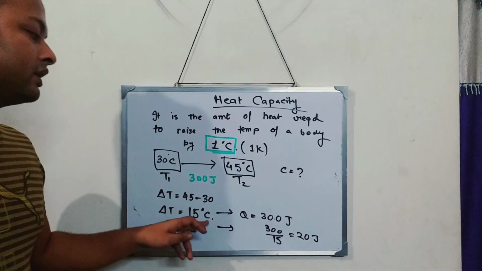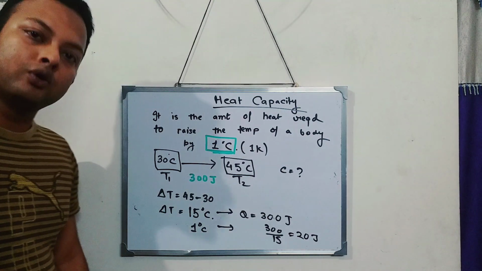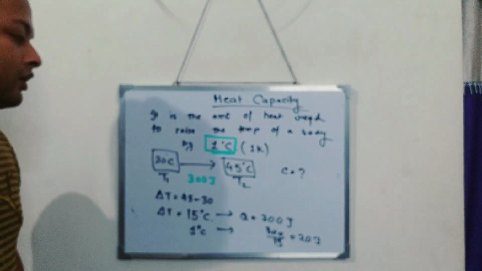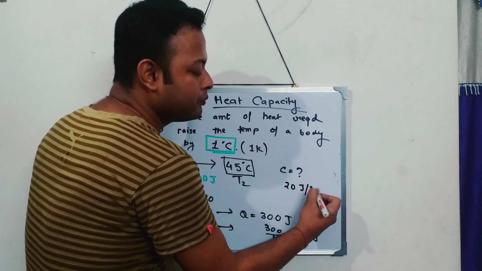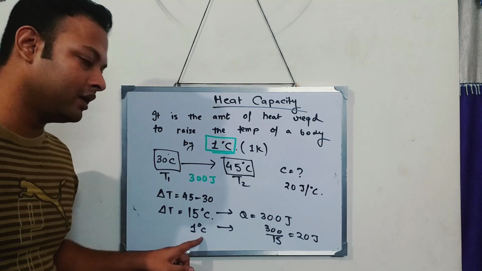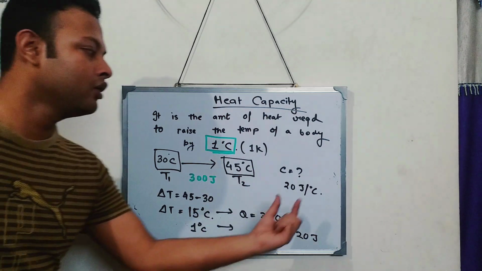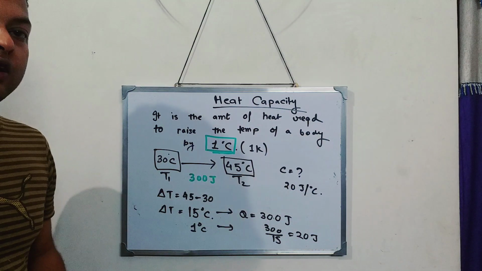So for 15 degrees centigrade, we have 300 joule. For 1 degree centigrade, we have how much? 20 joule. And this 20 joule represents how much? C. So it is nothing but 20 joule per degree centigrade. For 1 degree centigrade, we require a heat of 20 joule. That can be represented as 20 joule per degree centigrade, and that is the value of C.